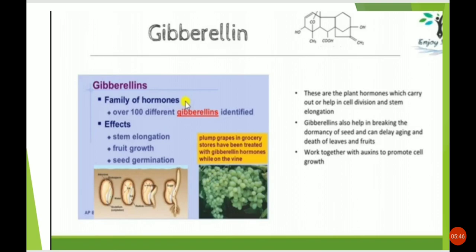The next hormone is gibberellin. It is a family of hormones, with over 100 different gibberellins identified. What are the effects of this hormone? It helps in stem elongation, fruit growth, and seed germination.